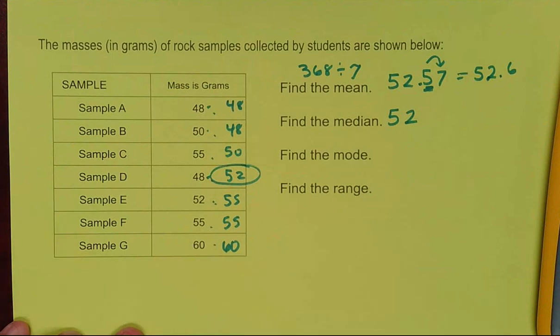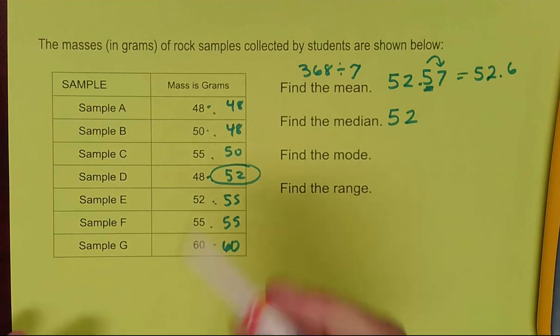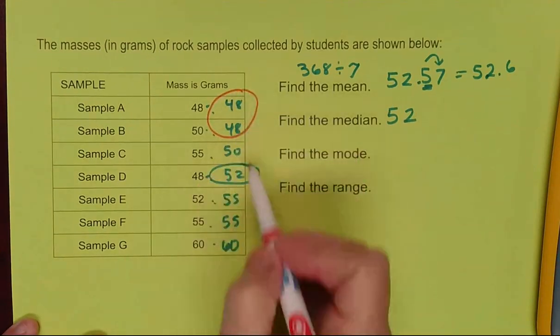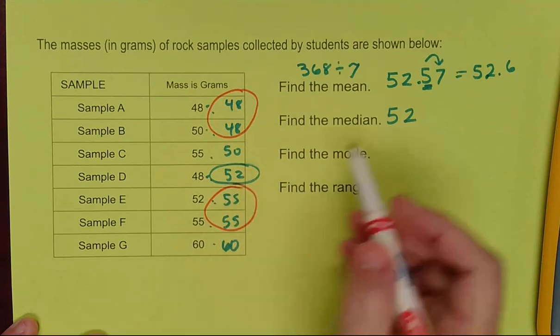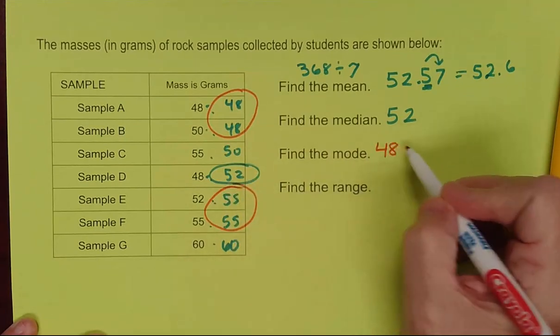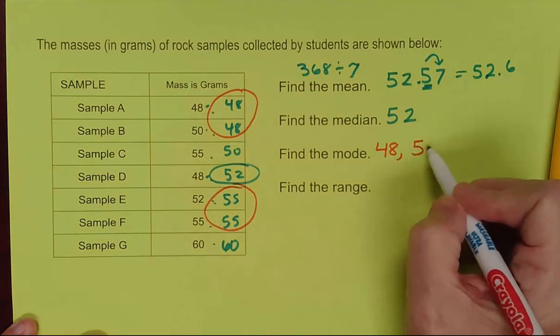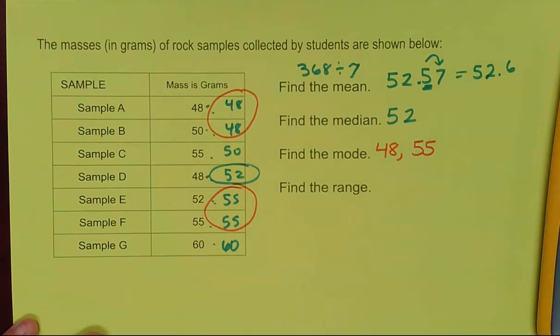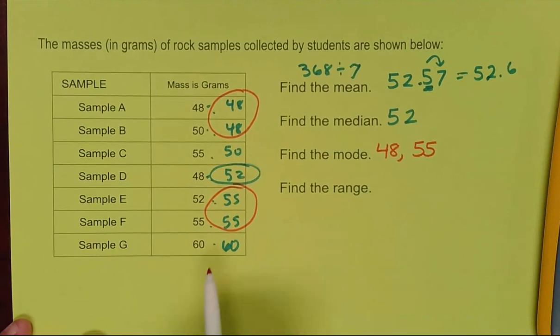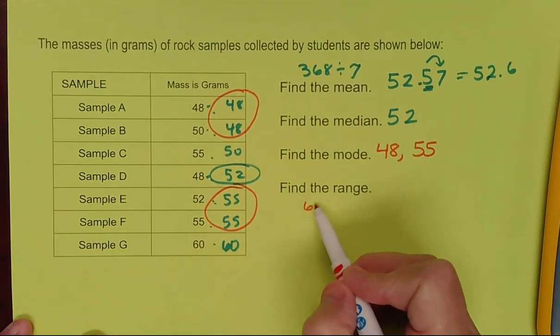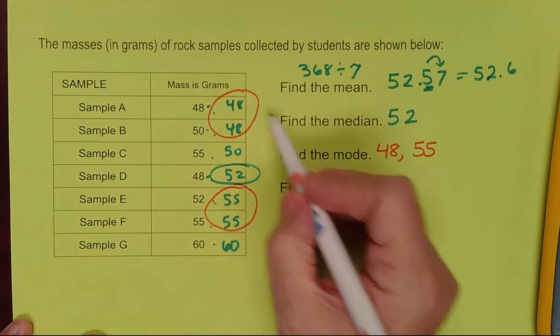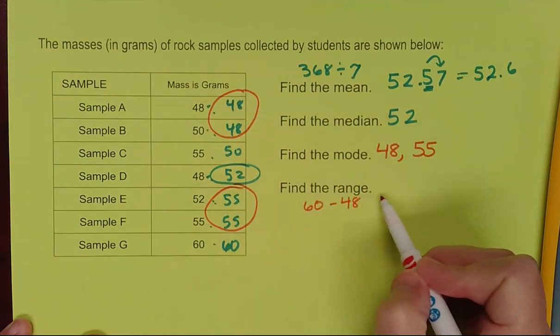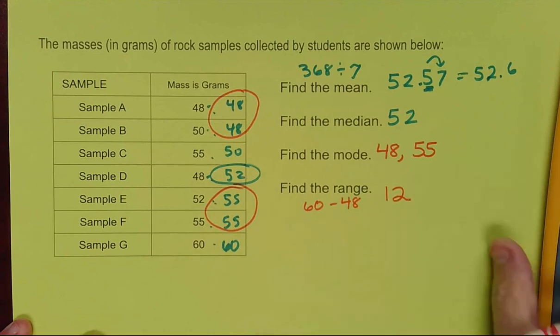The mode, so in this we're looking for repeats. I have two 48s and I have two 55s. So we have 2 modes, 48 and 55. And for the range, we want the highest number, 60, minus the lowest number, 48. So our range would be 12.